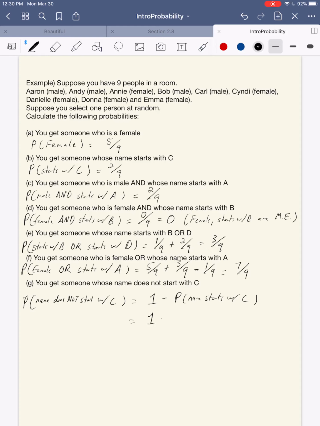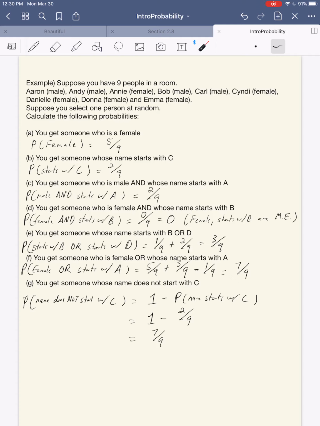So that would be 1 minus. How many names start with C? Well, it just looks like Carl and Cindy. So it would be minus 2 out of 9. And then, of course, you can do some fraction work. Think about this as 9 over 9, and you should get 7 over 9. Of course, we could have also done this manually without the complement rule by just saying, okay, which ones do not start with C? Well, there would be 1, 2, 3, then 4, 5, 6, 7, right? Just by skipping those ones that do start with C.